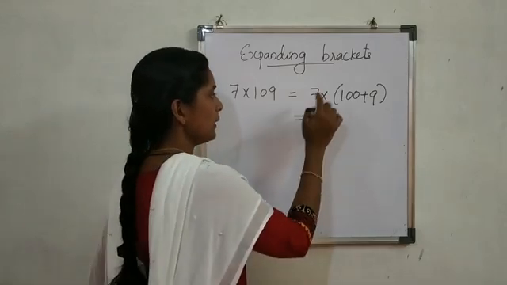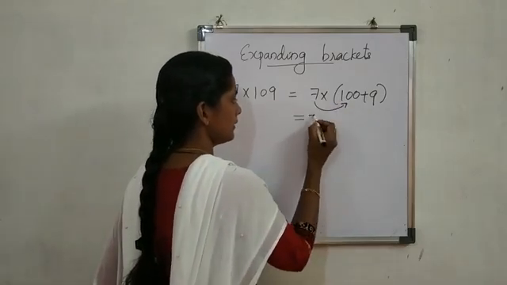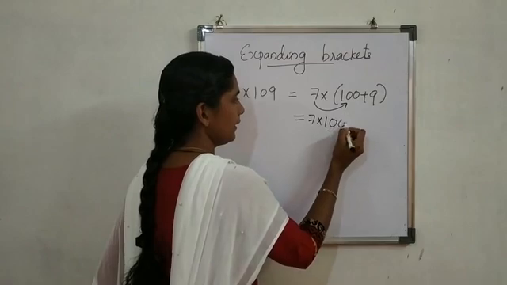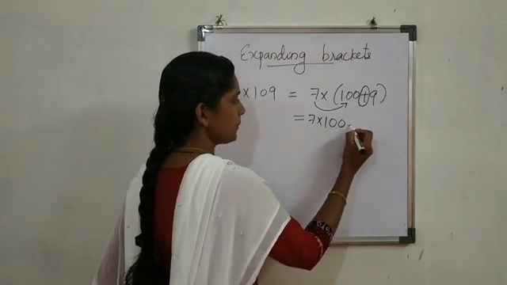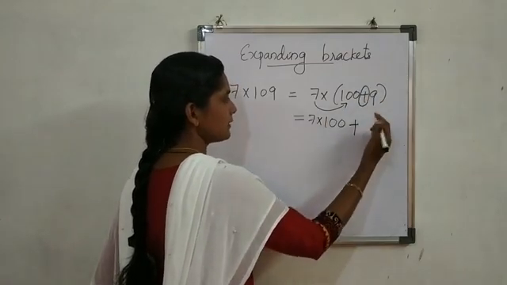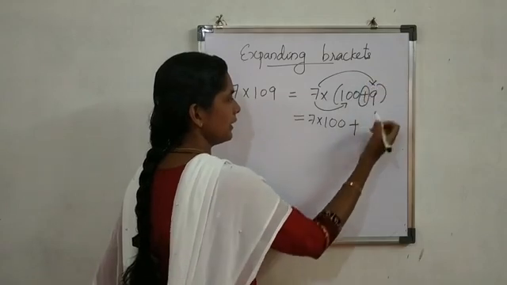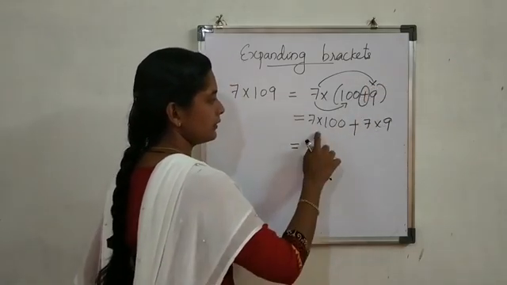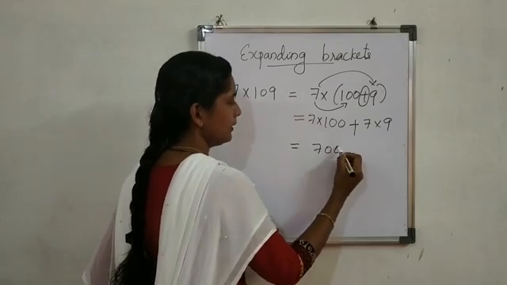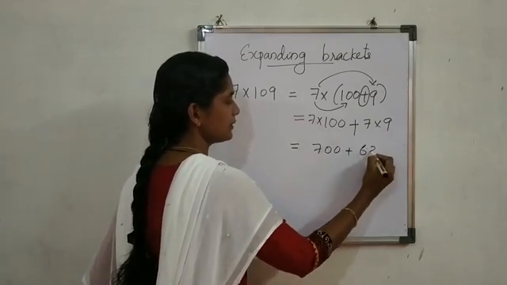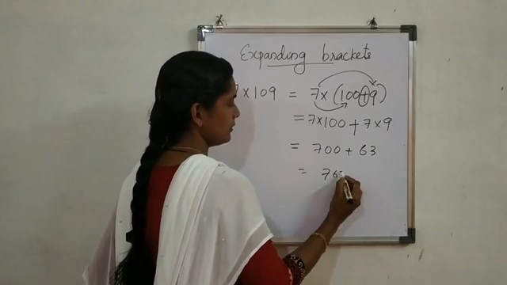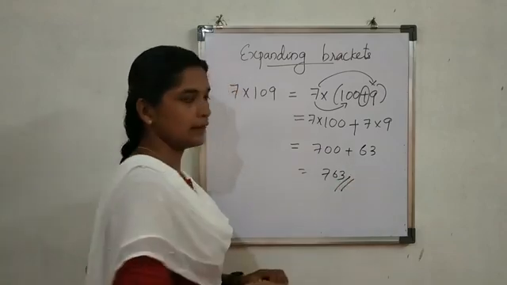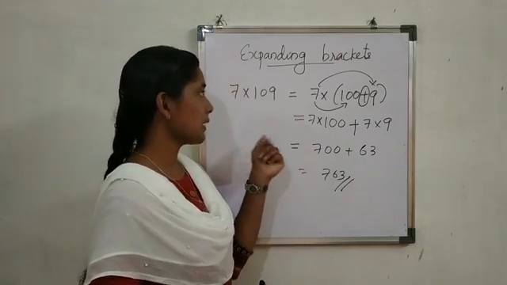First you have to multiply this 7 with 100, that is 7 into 100. Then the operation is plus. Then again 7 is multiplied with 9, 7 into 9. Okay. That is, 7 into 100 is 700 plus 7 into 9 is 63. 763 will be the answer. Like this you have to open this bracket, expanding bracket.